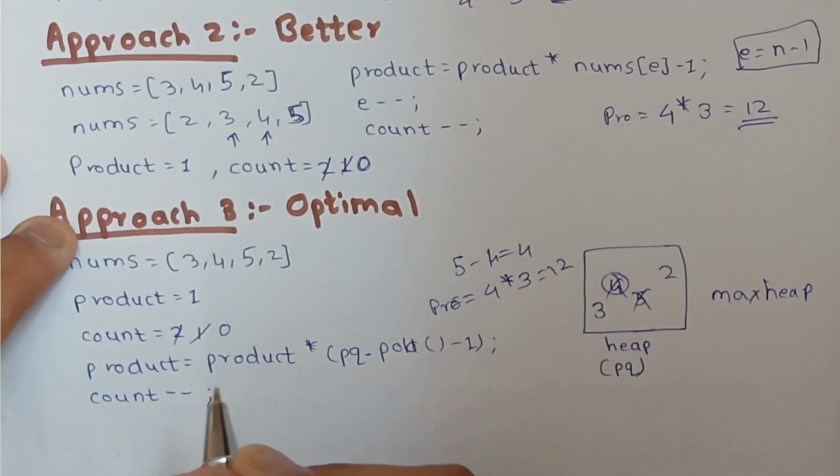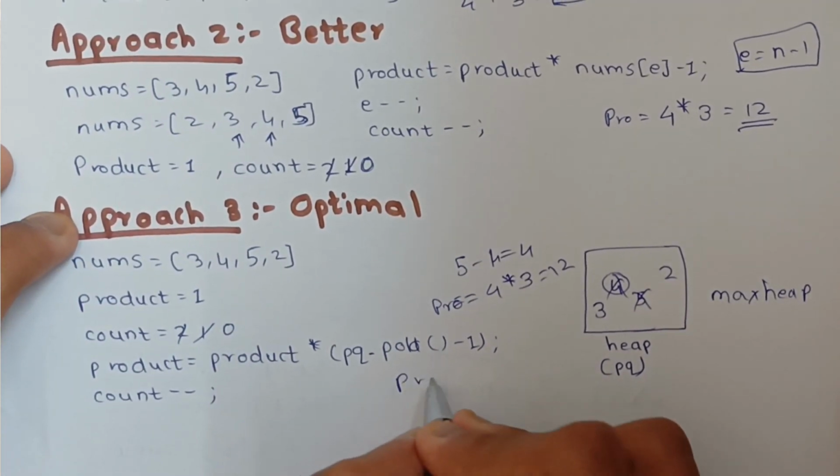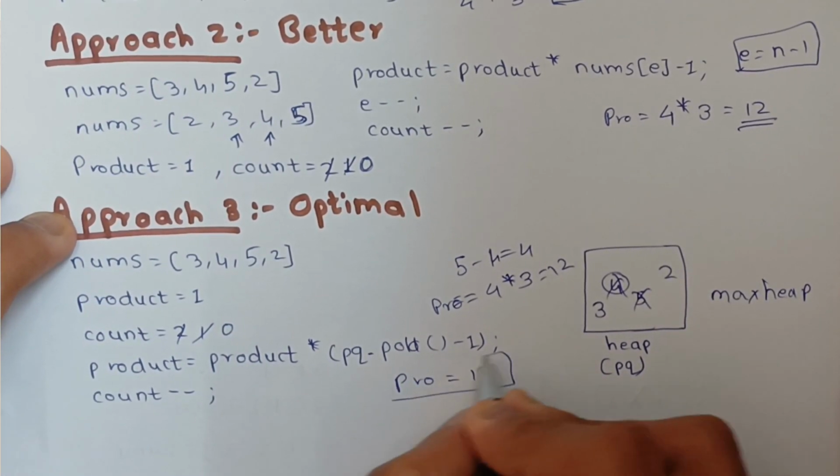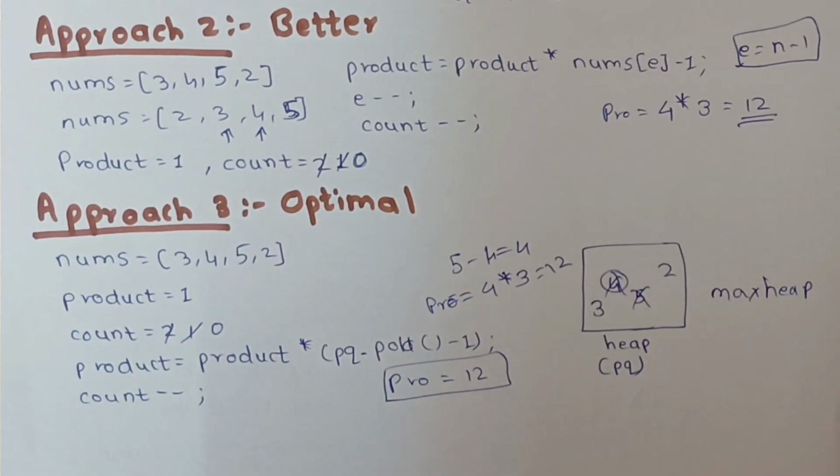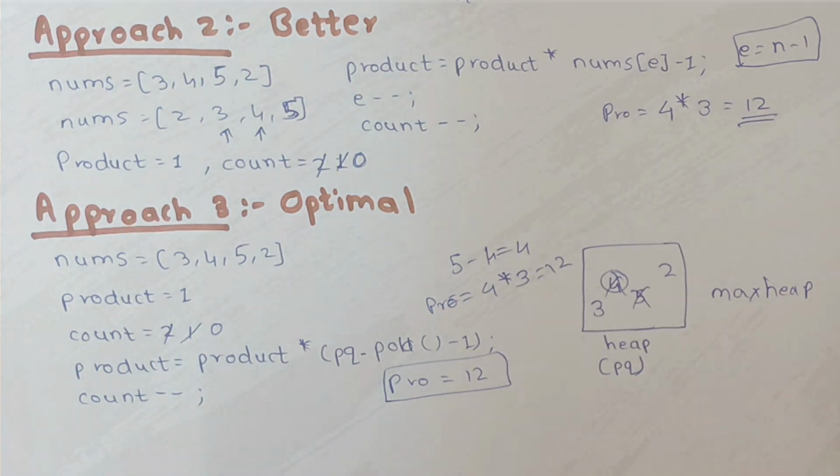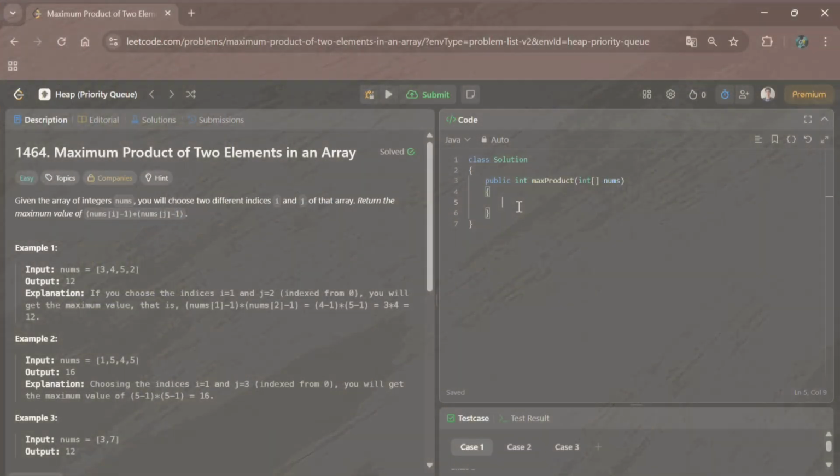Once the count is 0, while loop will be ended here. Okay, and simply we will return here product 12. Okay, so this is our answer. Okay, this is a very optimal approach by using heap. So let's see the code for our approach. Let's write code for our approach.